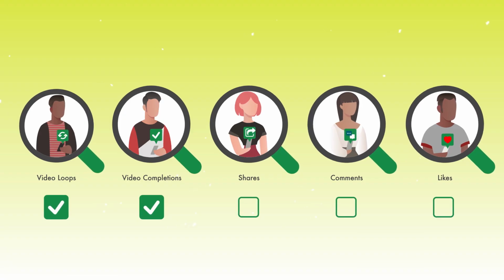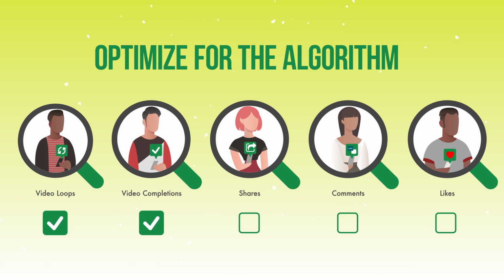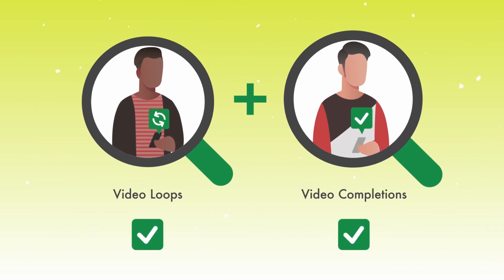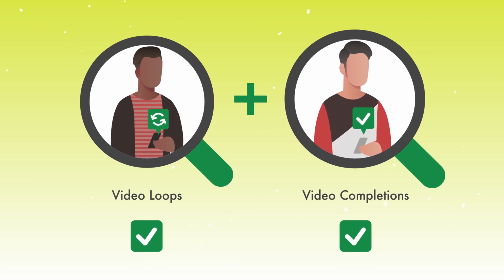So when you have that reveal or that plot twist that happens in your video where you're not giving it all away, it ticks the two biggest boxes on the algorithm optimization chart. It's getting people looping and replaying the video, and it's getting people to complete the entire video.